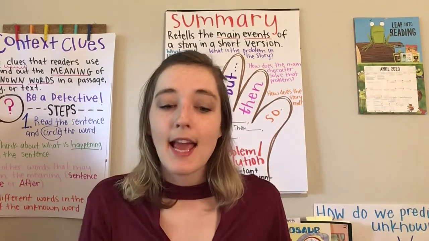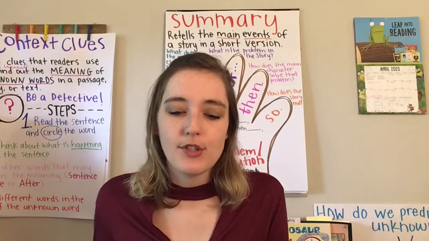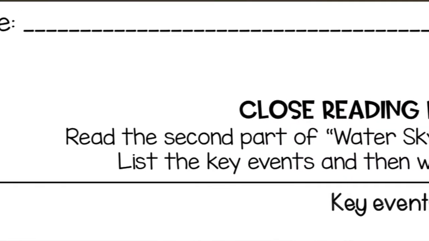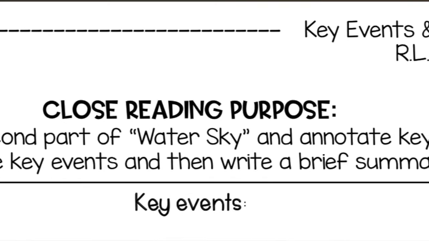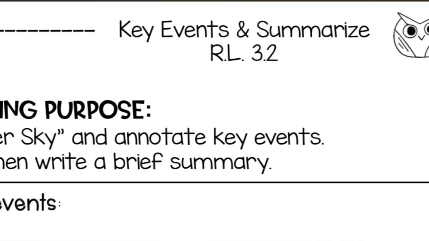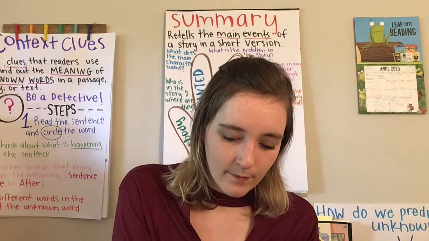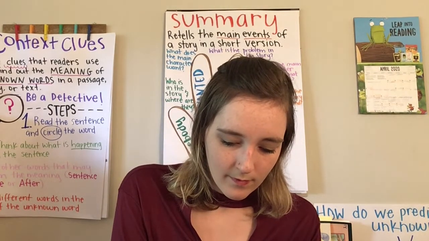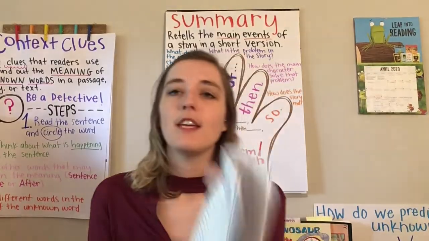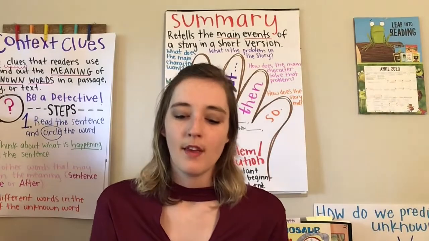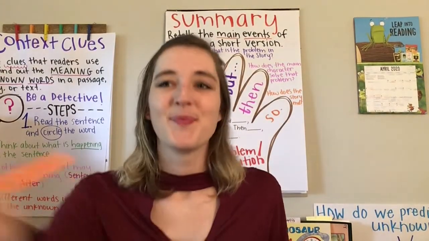Okay, so that is the ending to our reading. Go ahead and turn to Thursday's graphic organizer. It looks like this, and we will read the directions. It says, read the second part of Water Sky and annotate key events. List the key events, then write a brief summary. Okay, so for the key events, I would like you to write down 5 key events that happened in the second part of the reading. Go do that now.